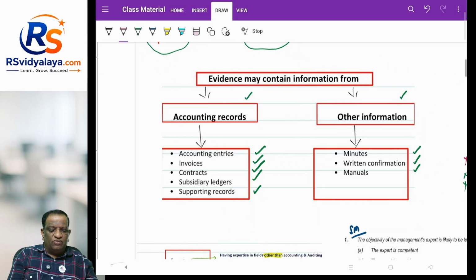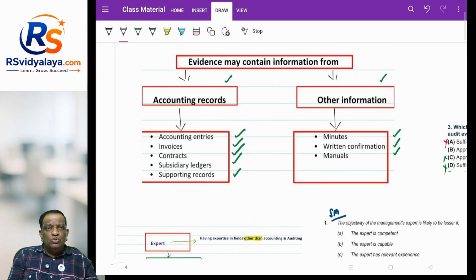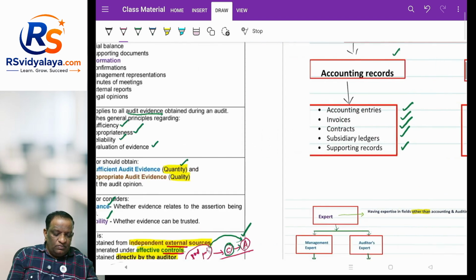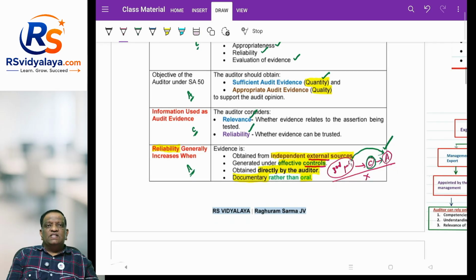In a quick, rapid mode of revision, you gather your audit evidence through two sources. It doesn't come entirely from accounting records, and it also comes from other information. And all this, whatever we have talked about, are examples. The list is not exhaustive. Now comes the question: what do you mean by sufficient and appropriate audit evidence? Sufficiency refers to quantity and appropriateness refers to quality. As an auditor, I must make sure that the audit evidence I am gathering is not only sufficient but also appropriate.